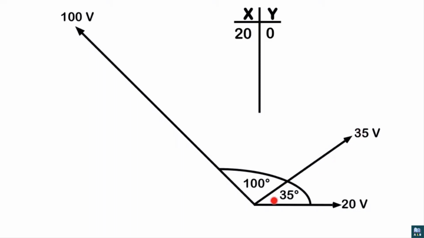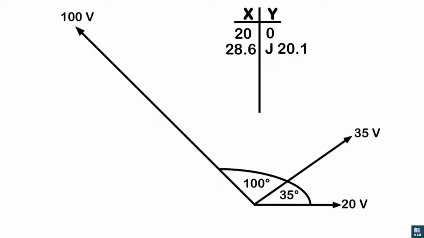Now for this guy here, I've got 35 volts at 35 degrees. What I'm going to do with that is take the cos of 35 degrees times 35 volts, and I get my x, and I'm going to take the sine of 35 degrees and multiply that by 35 volts to get my y. And that gives me 28.6 on my x and j20.1 on my y.